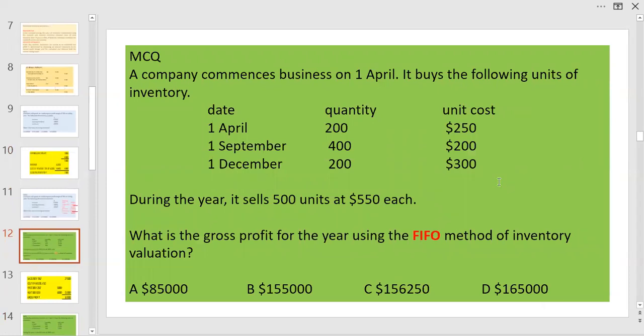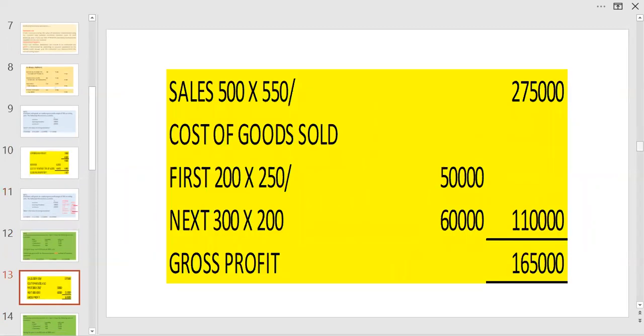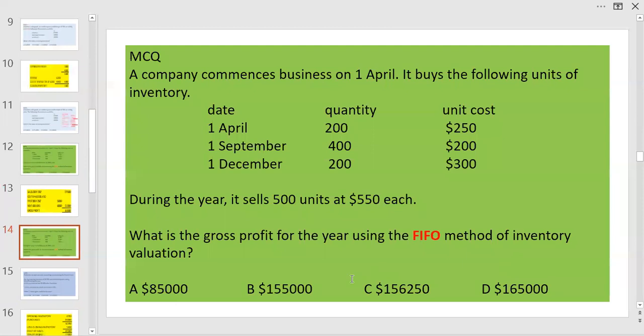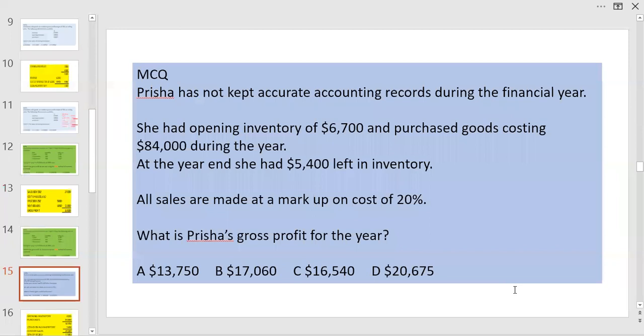The next MCQ, you note, purchases are made at different prices and the number of units sold is 500. Asked to calculate the gross profit using FIFO method. Sales 500 units sold at 550, 275,000. This 500 was got from the 1st April stock 200, on 1st September stock 300 at 250 and 200 respectively, giving a cost of sale of 110,000. Therefore, the gross profit is 165,000. The answer is D.